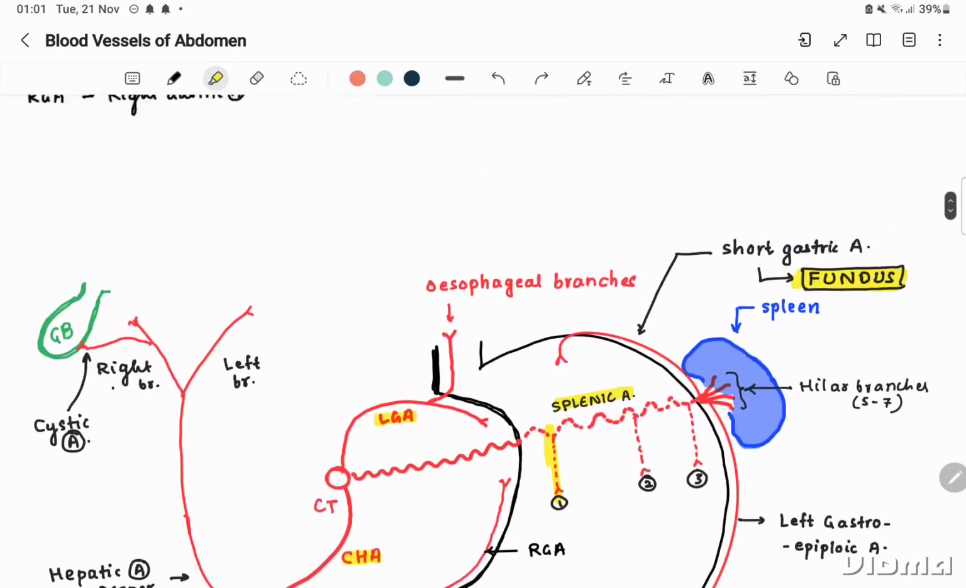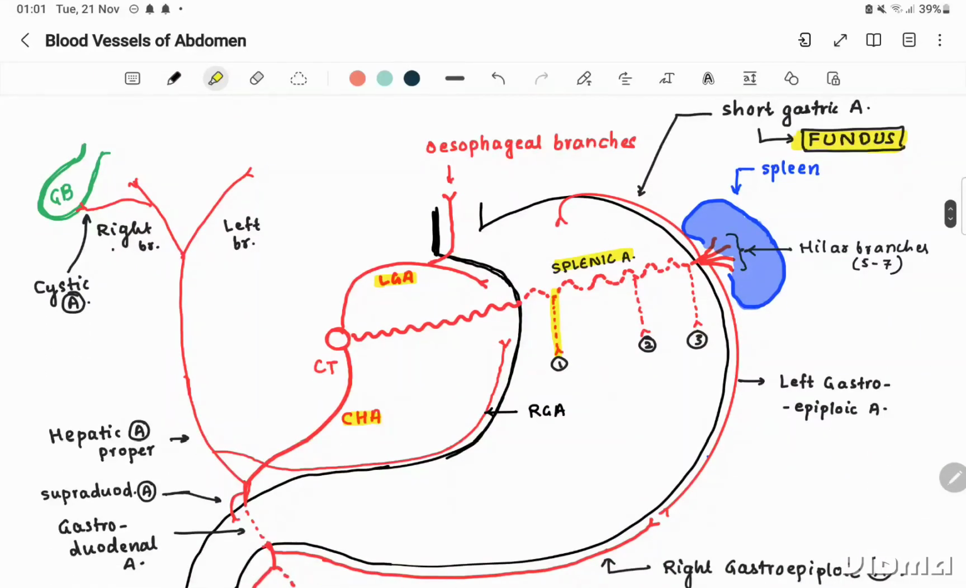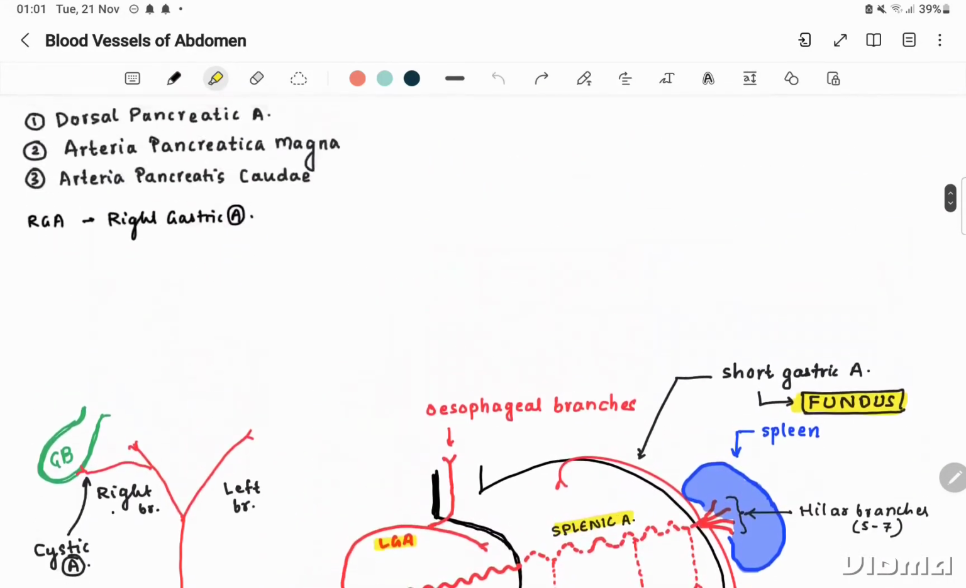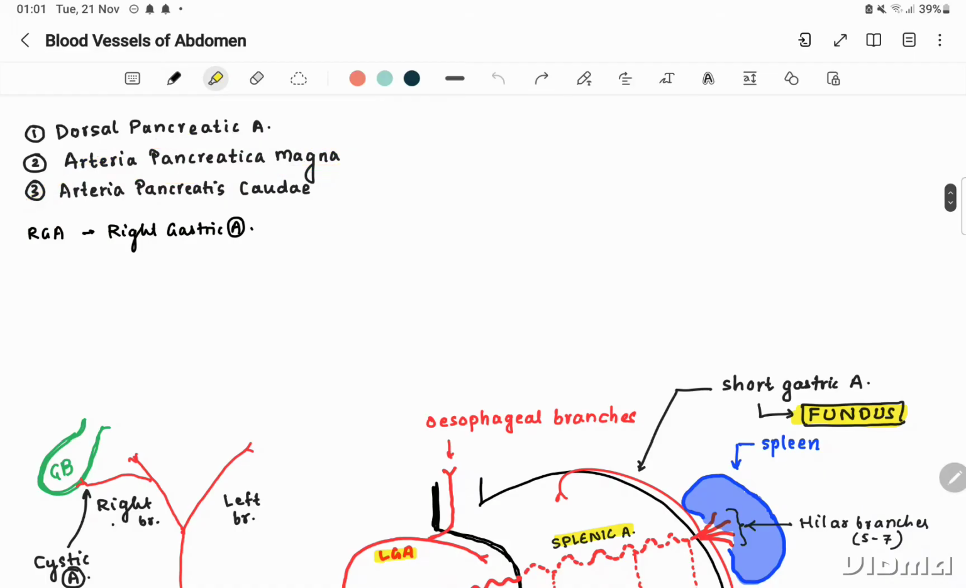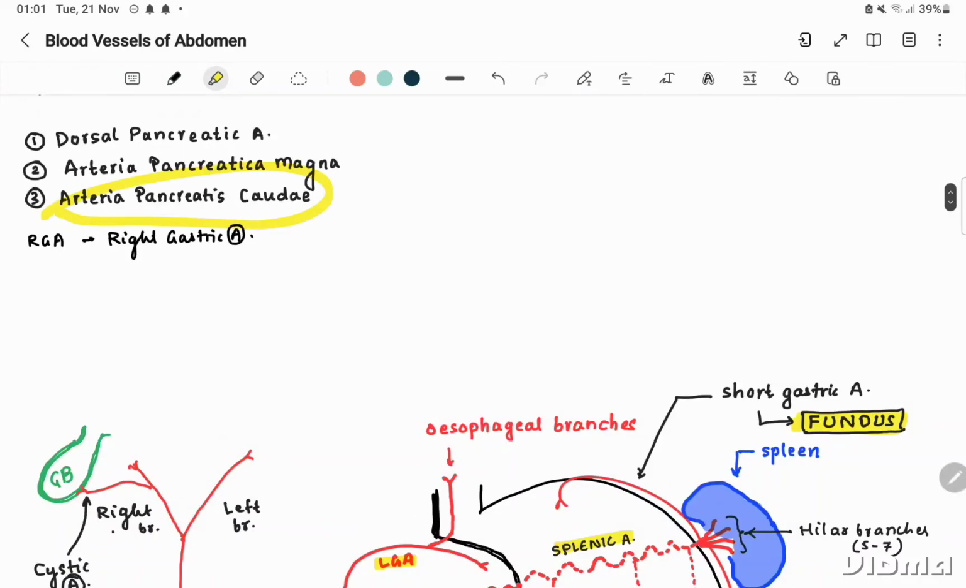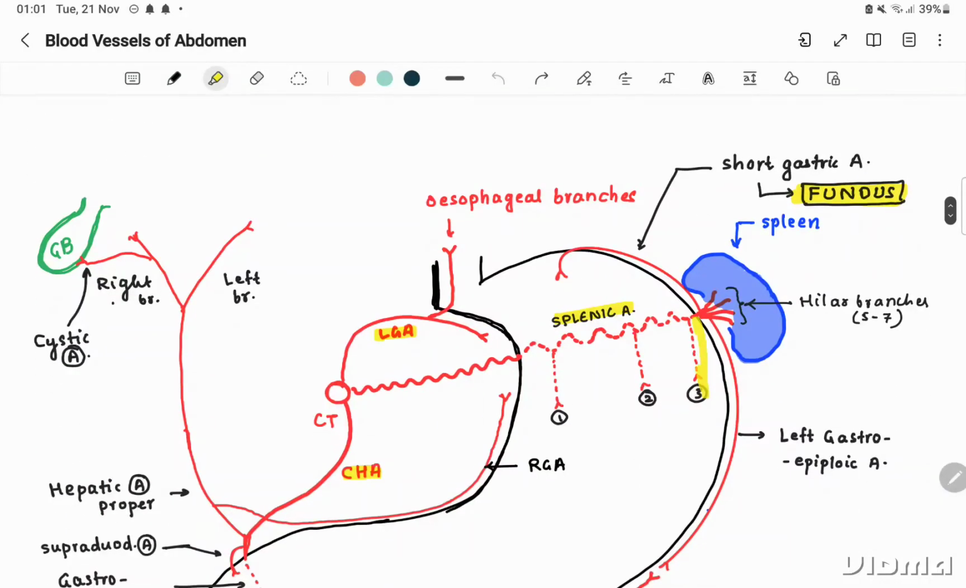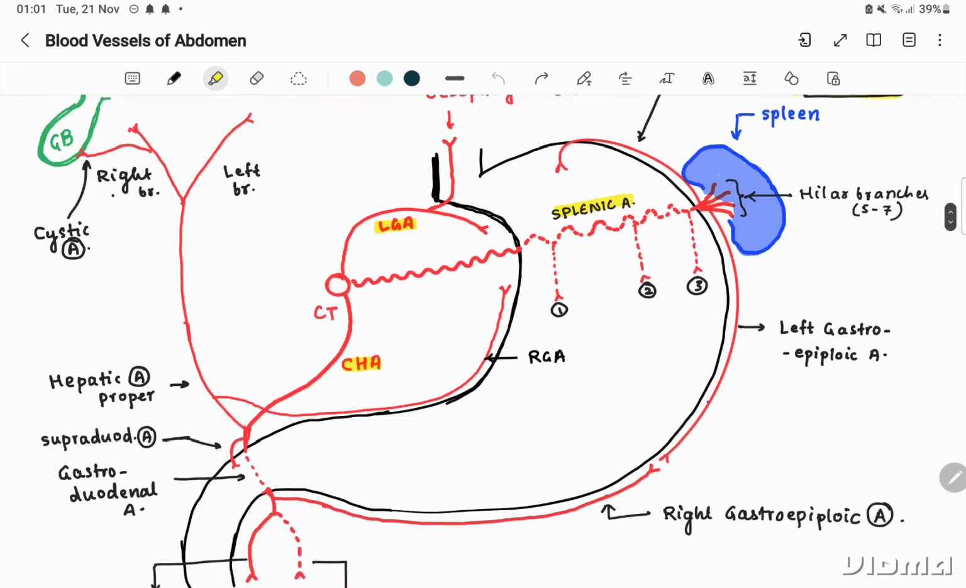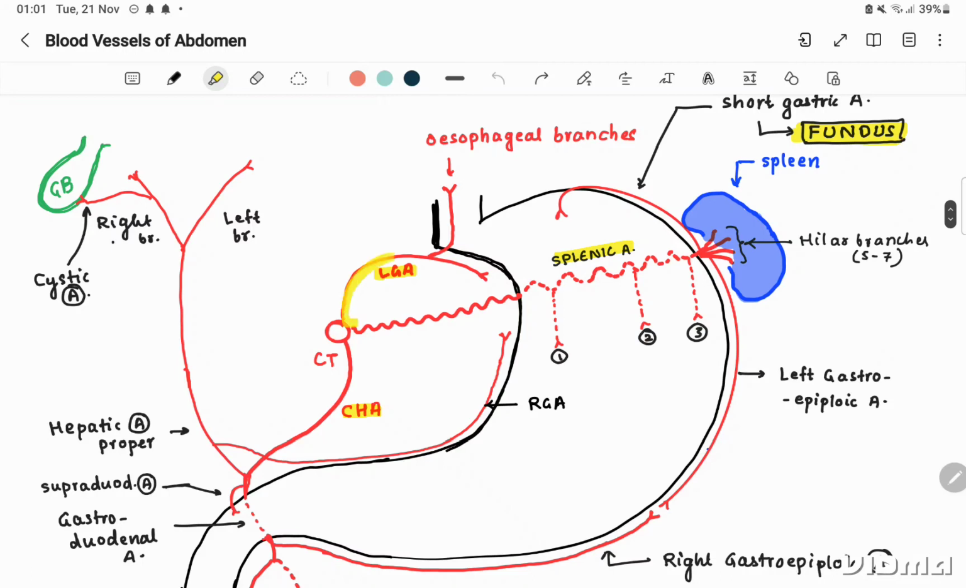This one is your dorsal pancreatic artery. This is your arteria pancreatica magna, or the magnum pancreatic artery, you can say. And the third one is the arteria pancreatis caudae, and it divides into hilar branches, 5 to 7 hilar branches, which are going to supply the spleen.